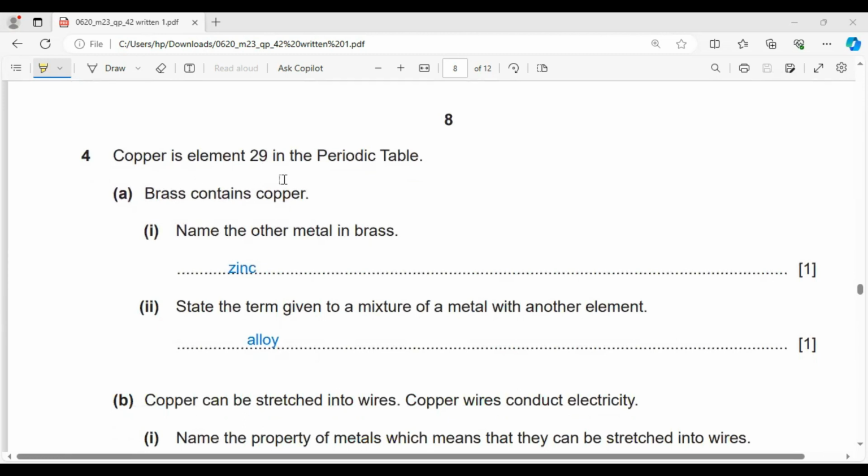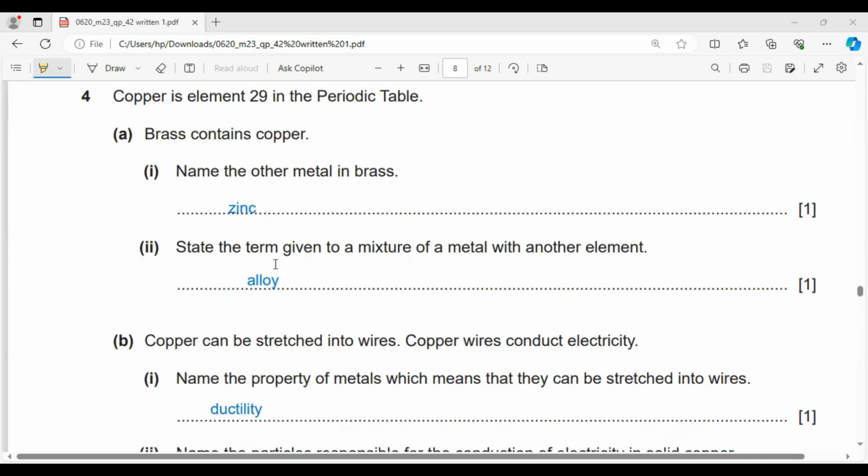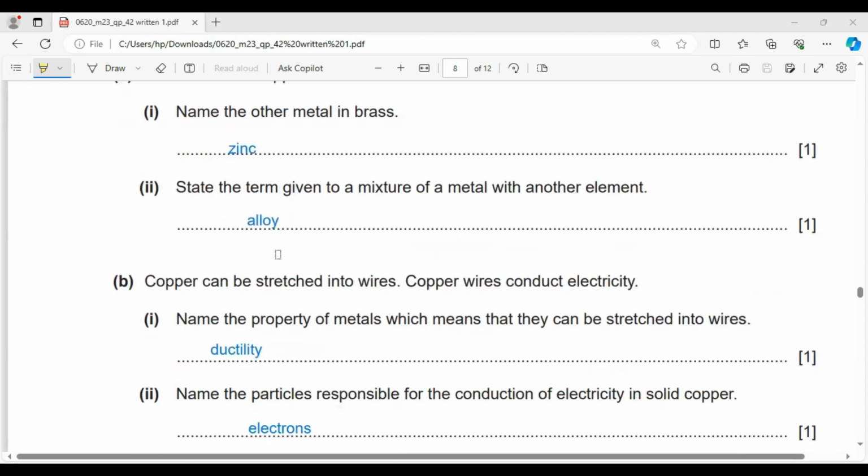Copper is element 29 in the periodic table. Brass contains copper. Now brass is an alloy, so it is made up of copper and zinc. State the term given to a mixture of a metal with another element. So a mixture of metals is known as an alloy.